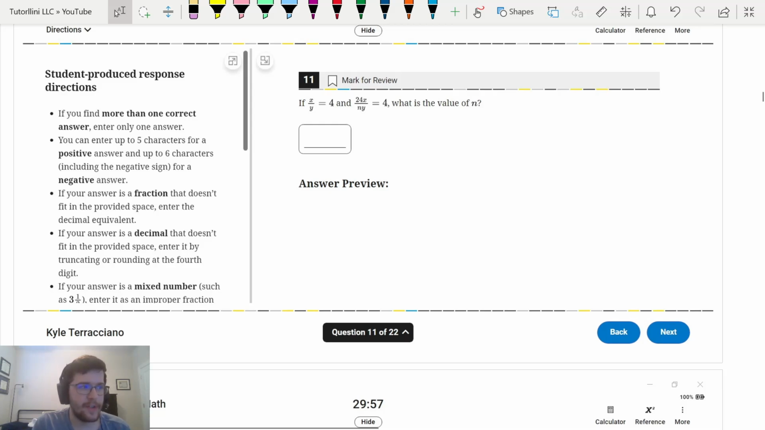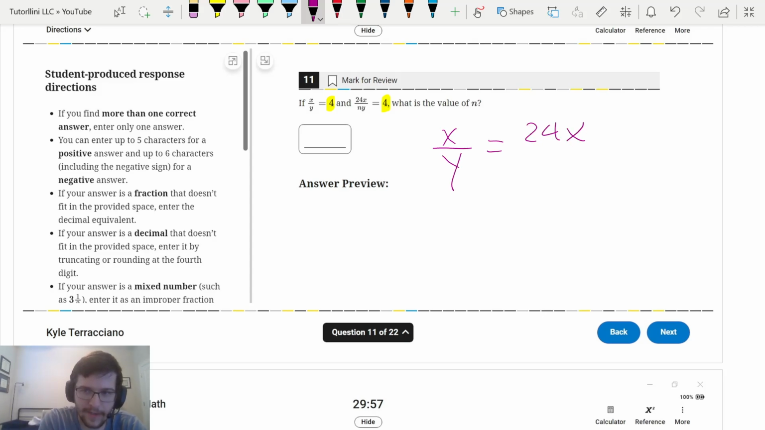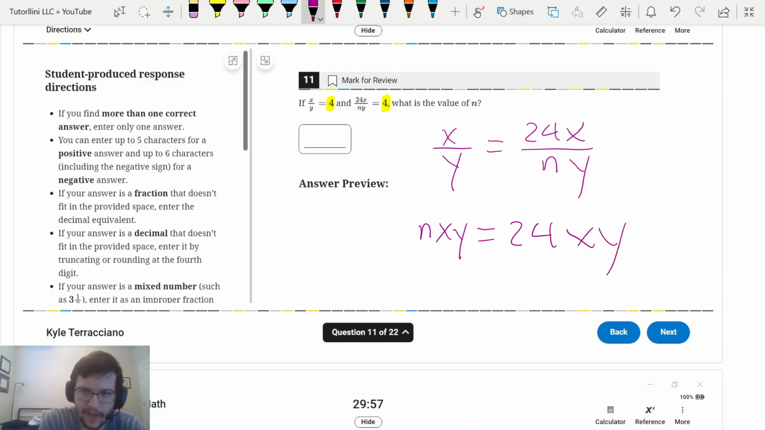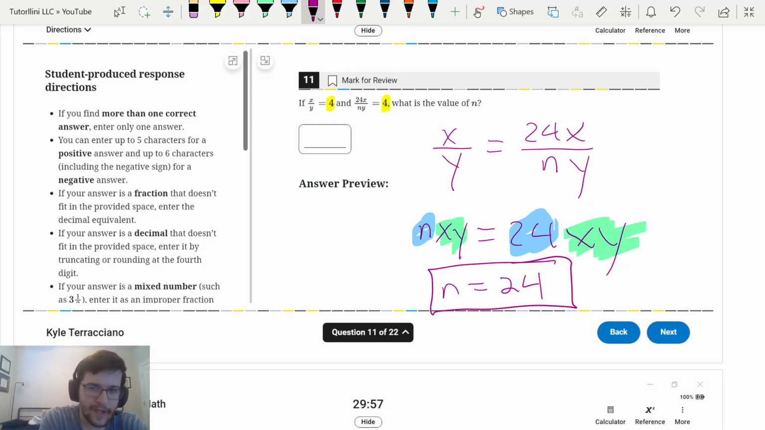Okay, for this one, little tricky. What I did was I recognized that these are both 4. So I could substitute, so I could set them equal. So x over y equals 24x over ny. And then I cross multiplied. So x times, so this way, and then this way. So nxy equals 24xy. So for this equation to be true, n must be equal to 24. As you can kind of see, they're kind of both in front, and the thing that comes after is the same, right? You could also divide both sides by xy, and you would just get n equals 24, however you want to think about it. Okay, so the answer is 24.